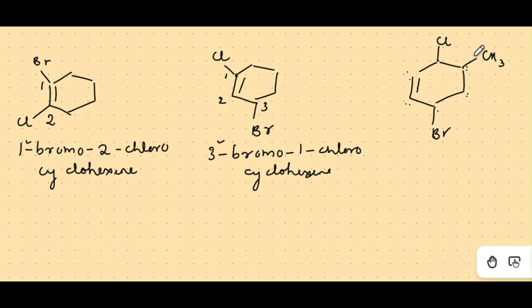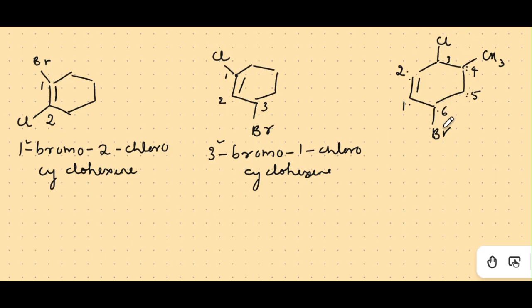But what if there is a methyl group? In that case, the lowest sum rule is obeyed. That's the reason I am taking this example. Okay. So 1, 2, 3, 4, 5, 6. With no methyl, bromine gets priority. Because of the methyl, it's the lowest sum rule.